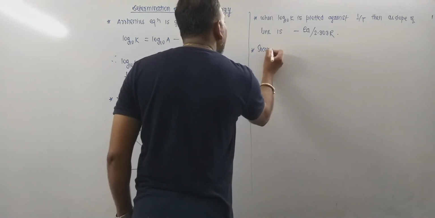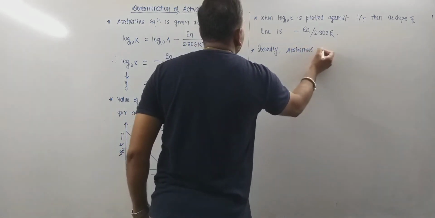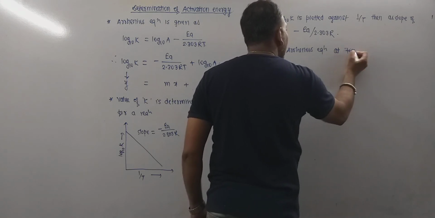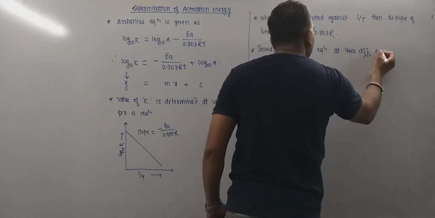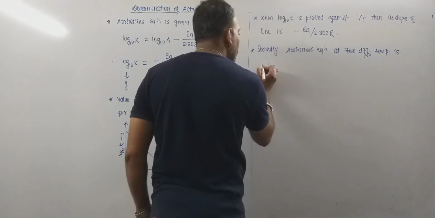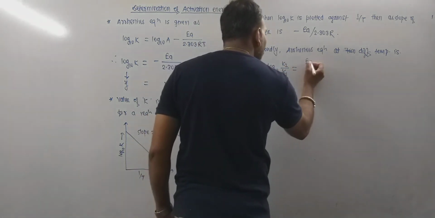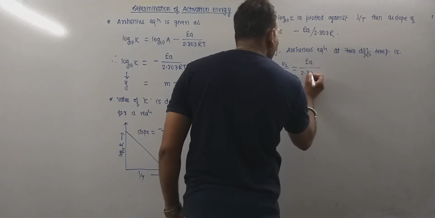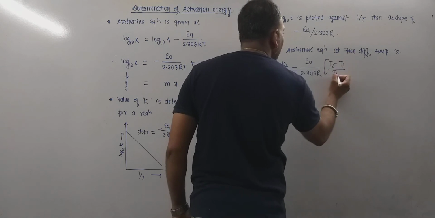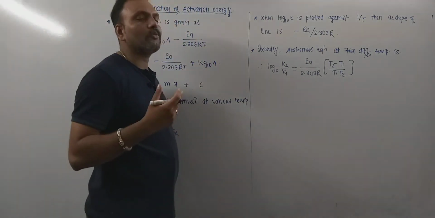And remember, secondly, the Arrhenius equation at two different temperatures. So what is the Arrhenius equation at two different temperatures? Log base 10 K2 upon K1 is equal to Ea upon 2.303 R times T2 minus T1 upon T1 T2. So this is the Arrhenius equation at two different temperatures.